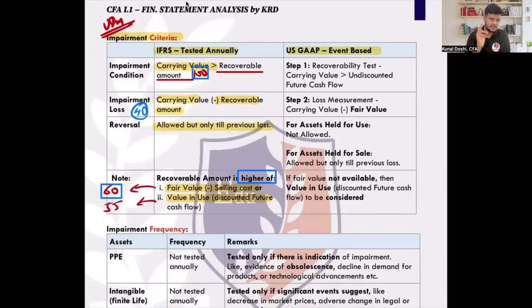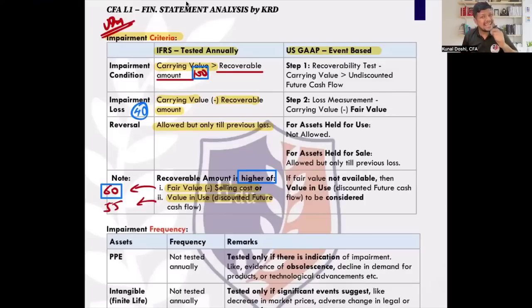Why is it the higher of both? Clear? All these numbers will be provided to you in the exam. You do not have to calculate anything. They'll provide you all the numbers.